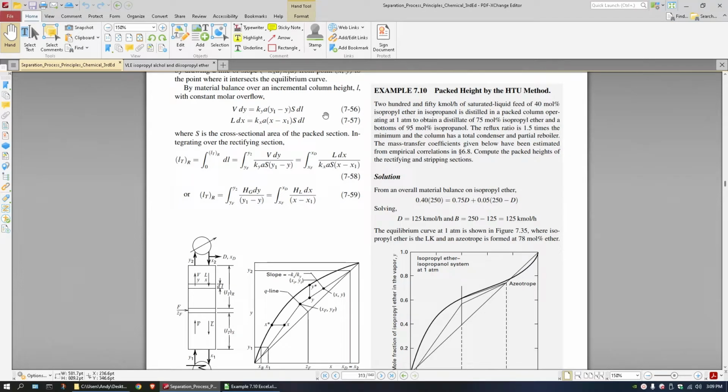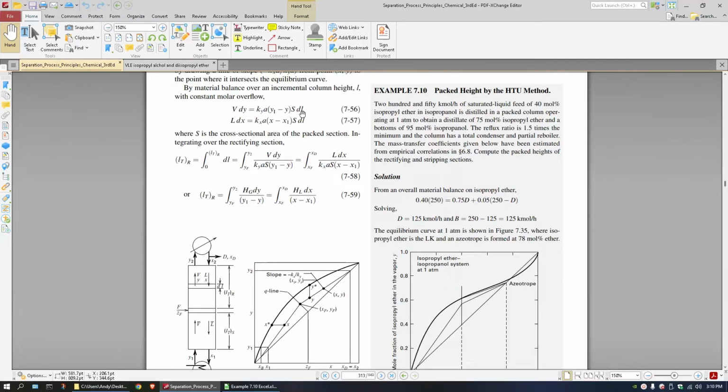Okay, so today we're going to be going over example 7.10, calculating out the packed height by the HTU method. We have 250 kilomoles per hour of saturated liquid feed of 40 mole percent isopropyl ether in isopropanol, being distilled in a packed column operating at 1 atmosphere to obtain a distillate, or an XD, of 75 mole percent isopropyl ether and a bottoms product, or XB, of 5% isopropyl ether.